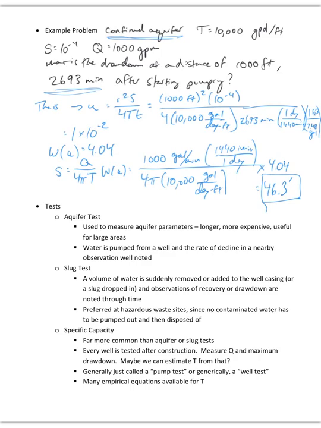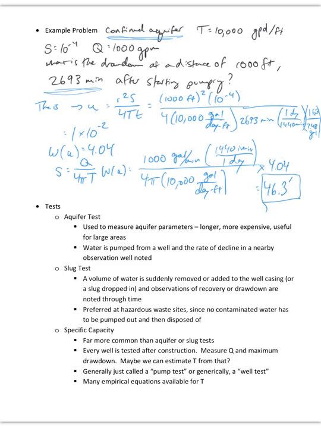A much cheaper, more common test that's done is called a slug test, where a slug of water or a slug of mass is either suddenly removed or added to the well casing. A common way is you take a long slug that's a couple of feet long that fits inside the well and just drop it down the well on a big string or rope. And when it plunges into the water, it's going to sort of instantaneously raise the level of the water in the well as that mass displaces some volume of water in the well.